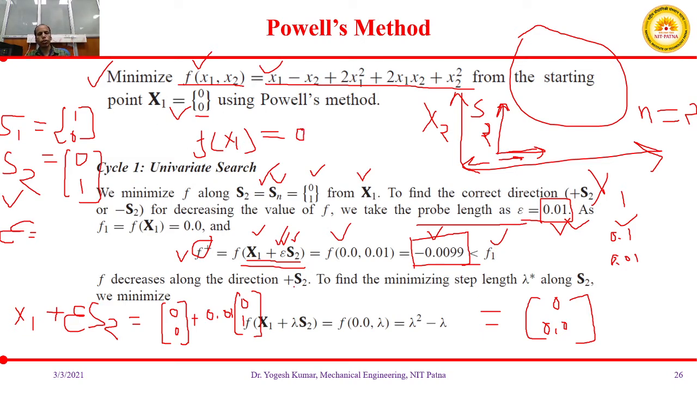Now compare your value of f(x1) with the value of the function which you have found in the probe direction. You can see that there is a decrement in the value of the function. It means you are moving in the right direction.